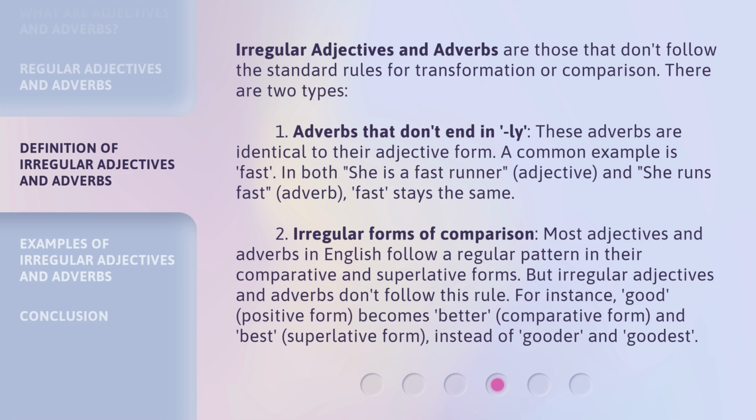2. Irregular forms of comparison. Most adjectives and adverbs in English follow a regular pattern in their comparative and superlative forms. But irregular adjectives and adverbs don't follow this rule. For instance, good, positive form, becomes better, comparative form, and best, superlative form, instead of gooder and goodest.